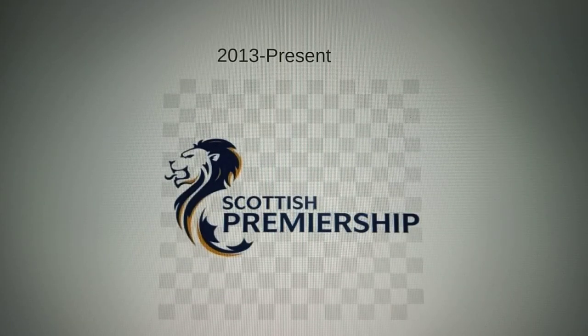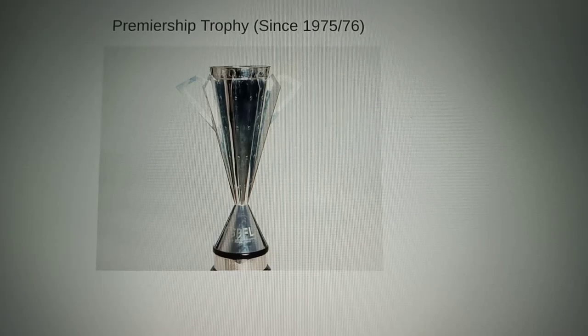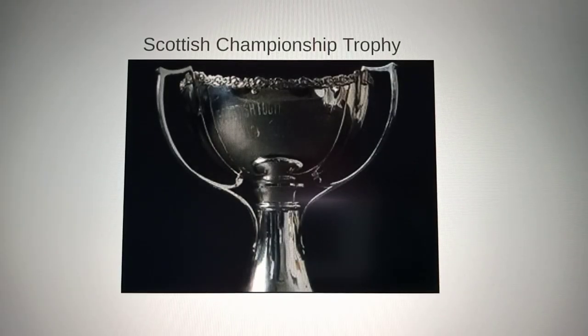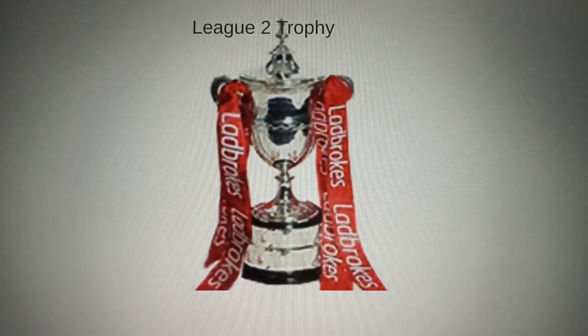This is the logo that's being used now for Scottish leagues, the Scottish Premiership. This is the trophy for the Premier League winners, which resides at Celtic Park at the moment, and that's been in use since the 1975-76 season, of which Rangers won it then. The Scottish Championship trophy, the Scottish League 1 trophy, and the Scottish League 2 trophy, which are similar in build.